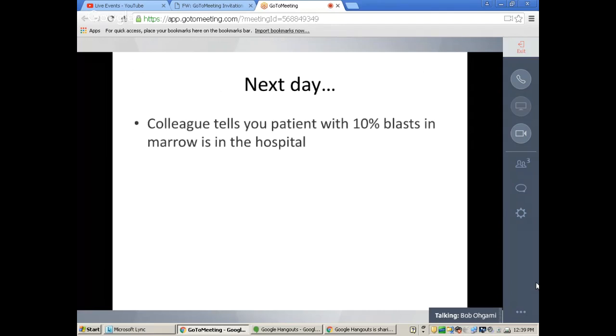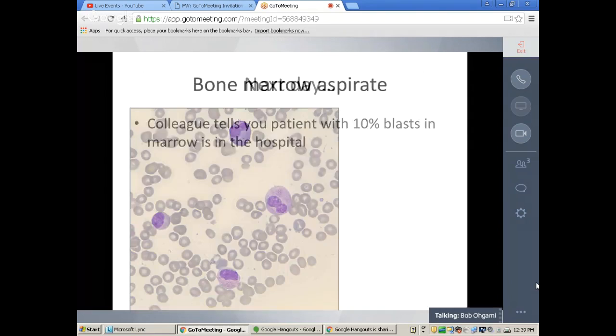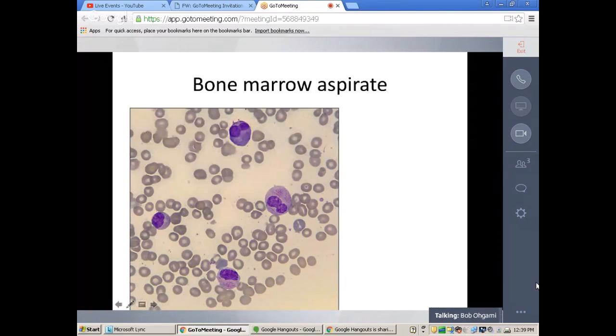So the next day, this case develops, or your service develops, and a colleague comes to tell you that a patient with 10% blasts in their marrow is in the hospital. You see the marrow aspirate, and you see blasts, and the blasts look a lot like that other acute promyelocytic leukemia case. But there are less than 10% blasts in this case, or 10%.